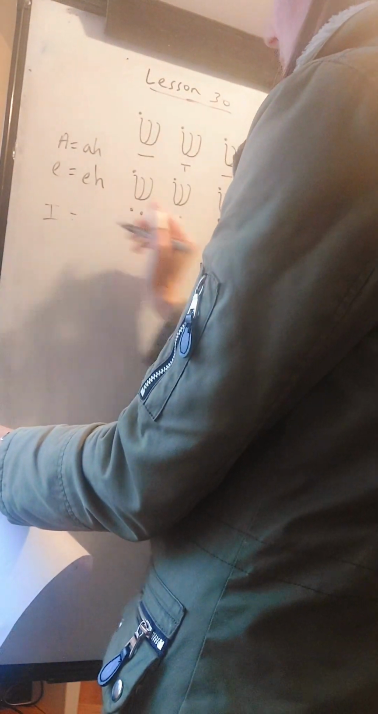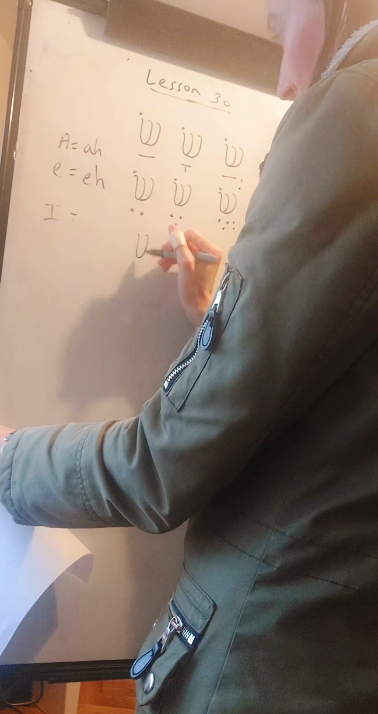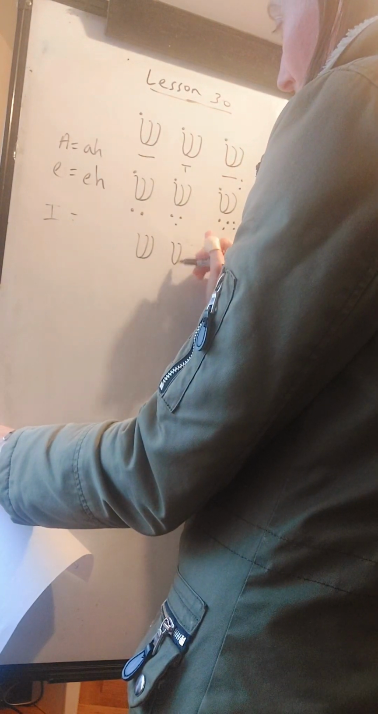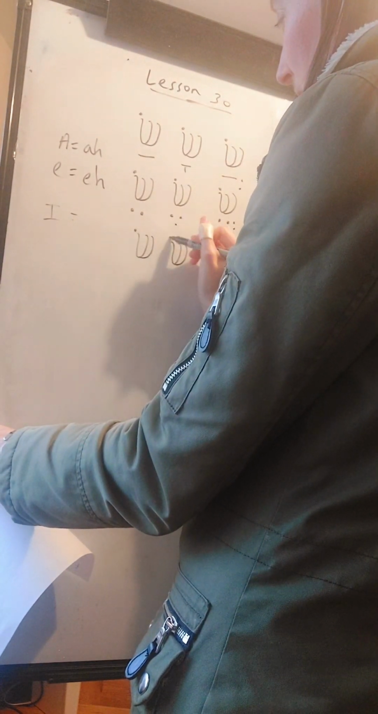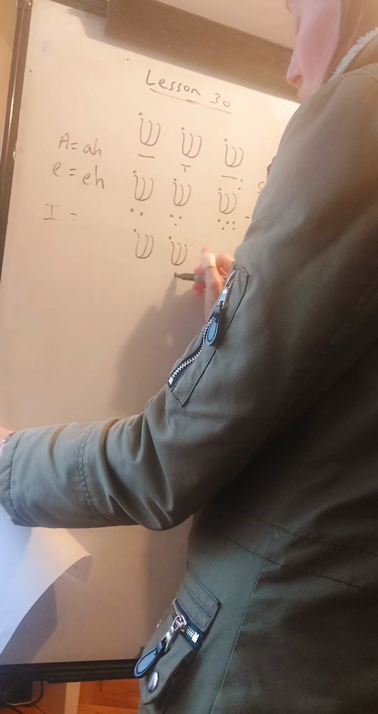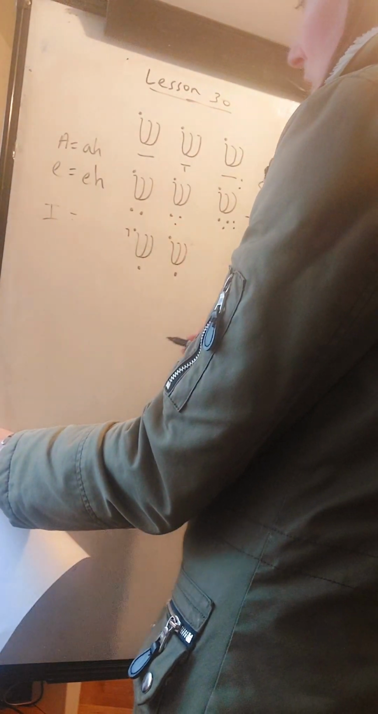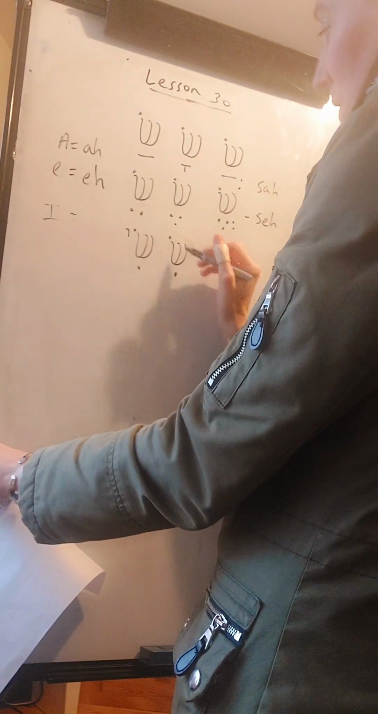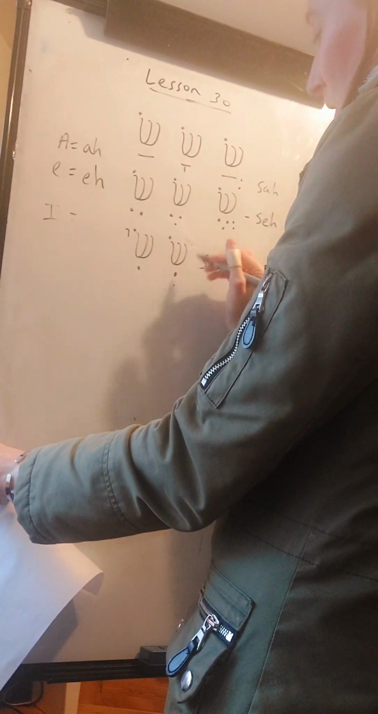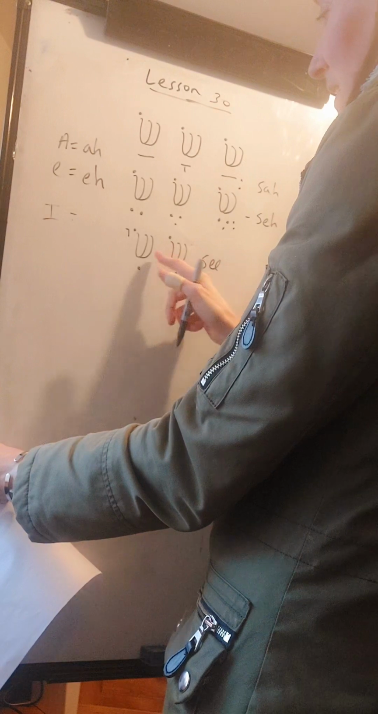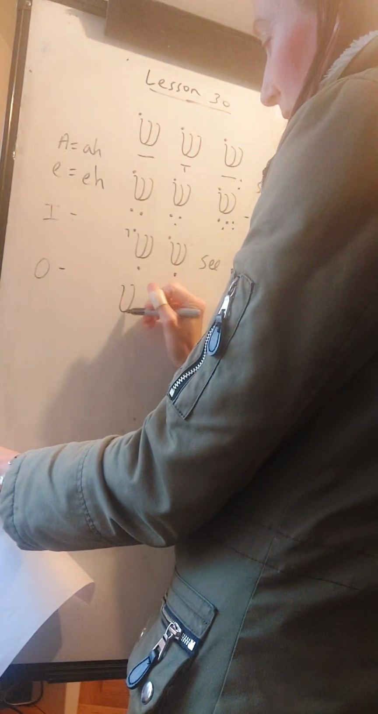The I vowel is written in two ways. With the new consonant, the I vowel is a dot underneath, and it can also be written with a dot underneath with the yud. So these would both read as consonant sound, vowel sound e.